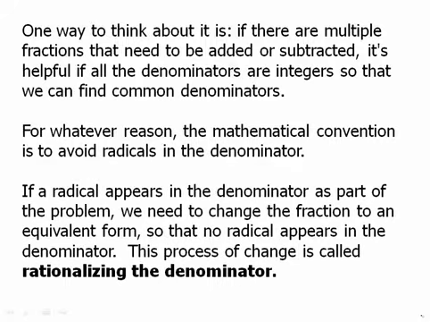Now, if a radical appears in the denominator as part of the problem, and of course it sometimes happens, we need to change the fraction to an equivalent form so that no radical appears in the denominator. This process of change is called rationalizing the denominator. That is to say, making the denominator a rational number, an integer, rather than an irrational square root.